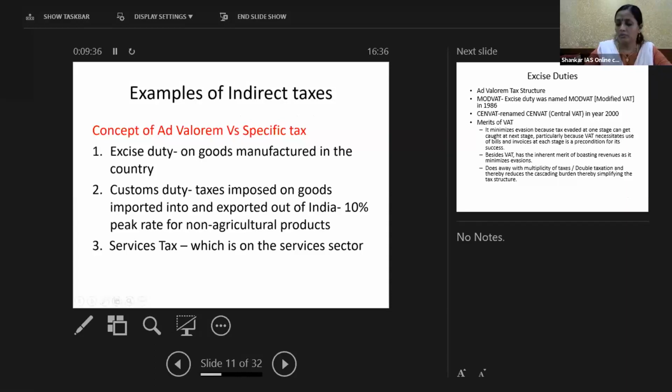Time correct time, 4:36. So we'll continue with this GST's introduction in tomorrow's class. 2 o'clock again we will start. It needs some time. I can't be hurriedly finishing in another 5-10 minutes.